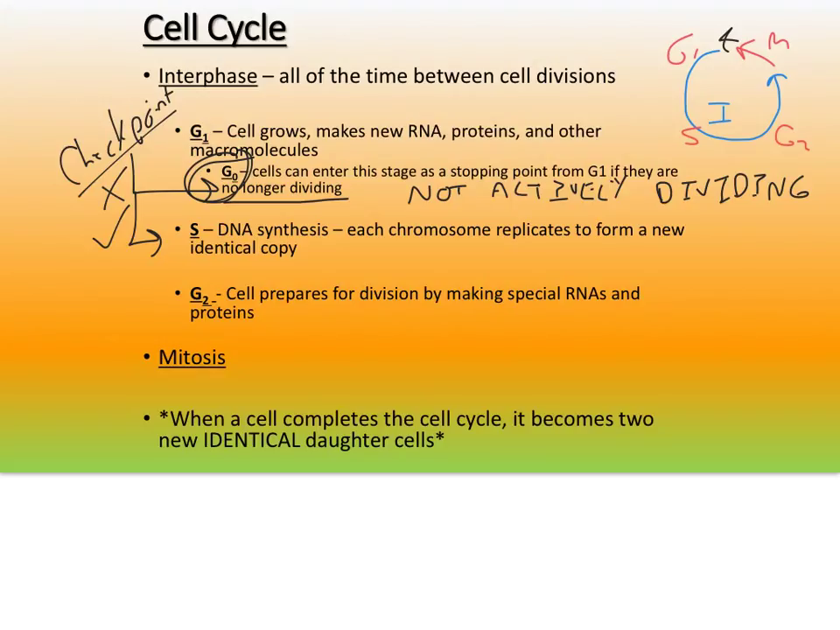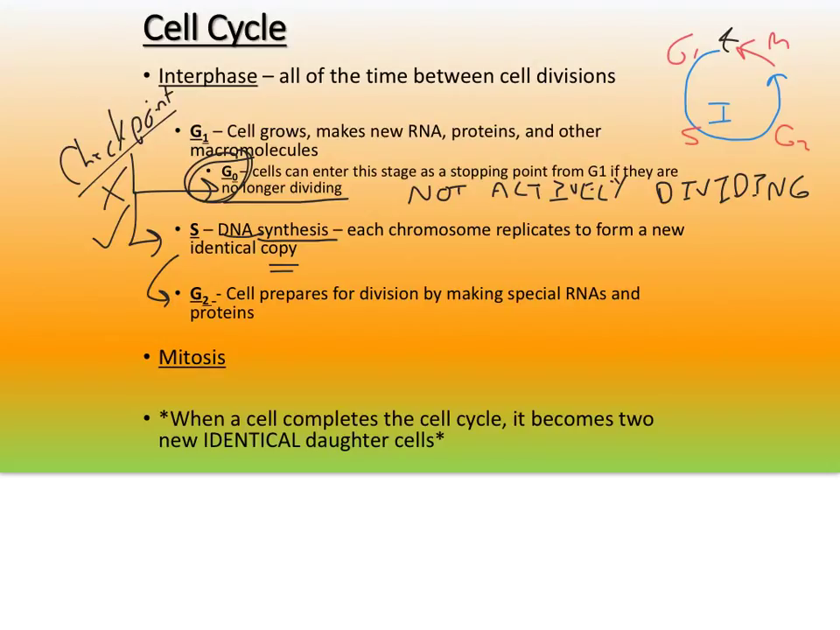And you got to know that S stands for synthesis of DNA. This is where we copy our DNA so that each new cell, after cell division, will each get a copy of the DNA. Now, once that DNA is correctly copied, we move into G2.